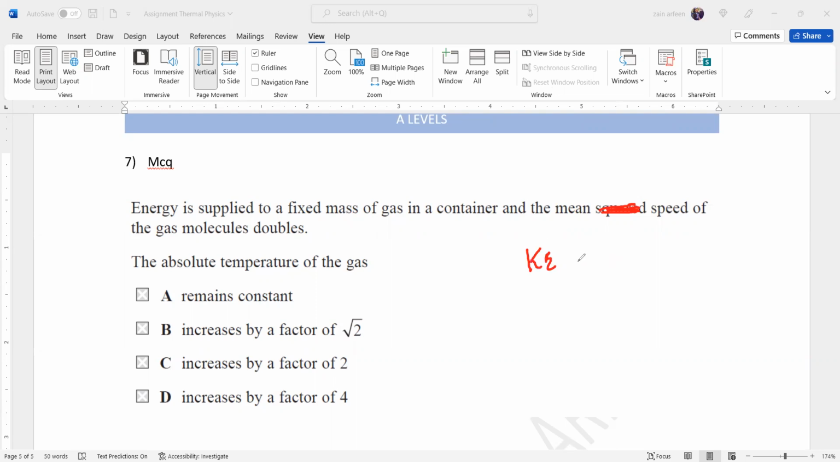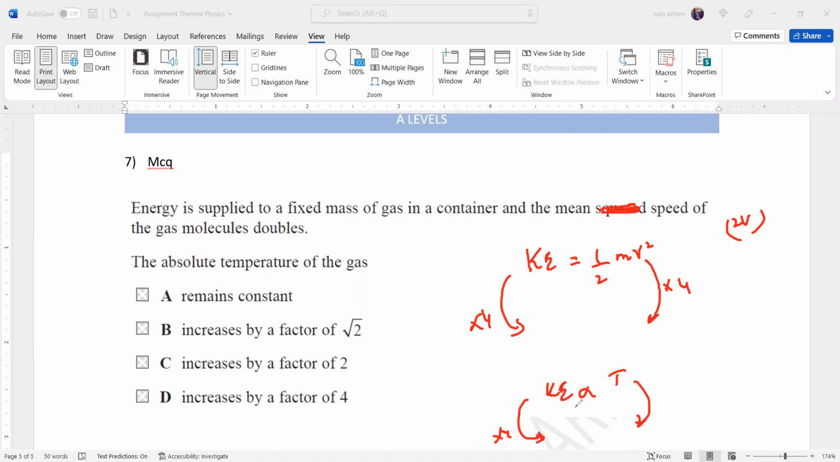The kinetic energy equals half mv square. If I double v, what happened to v square? The v square will be 4 times, because if v is 2v, the v square will be 4 times. So v square is 4 times, the kinetic energy will be 4 times. And if kinetic energy is 4 times, the temperature will also increase by 4. So it is important that you read the question properly, whether it is written mean square speed or they only mention speed. If the speed is doubled, the kinetic energy will increase with a square. So it will become 4 times, so temperature will increase by 4.